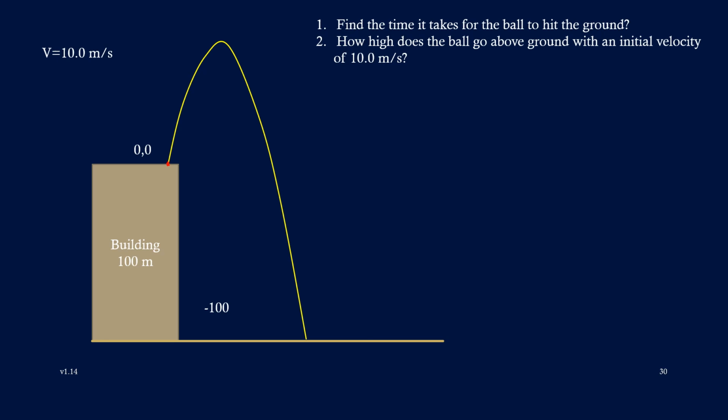And this is on a building, or say it could be a ledge, it could be anything, mountain. It's 100 meters high. So the first thing we need to do is take the point of where the ball is being launched, and that is going to be our 0 point for the y-axis, okay? And so if we look at displacement, it starts off at 0 and it ends up at negative 100. So our delta y is negative 100.